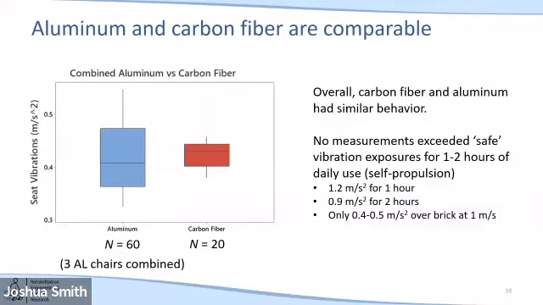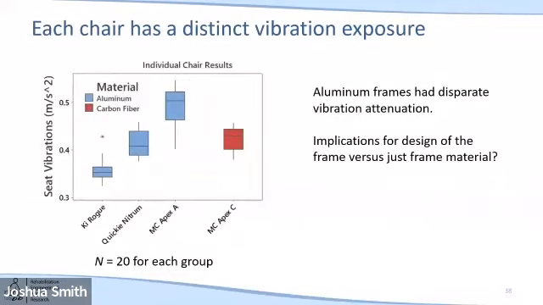They're all perfectly fine. But interestingly, when you break up the aluminum chairs and individually assess them, you get a very different trend. You get very disparate performances throughout the aluminum frames. And so there may be a bigger discussion than just carbon fiber versus aluminum. It might have to take into account what the differences are between these frame designs. Why are some aluminum frames performing much better than other aluminum frames, for example, in terms of whole body vibration exposure?